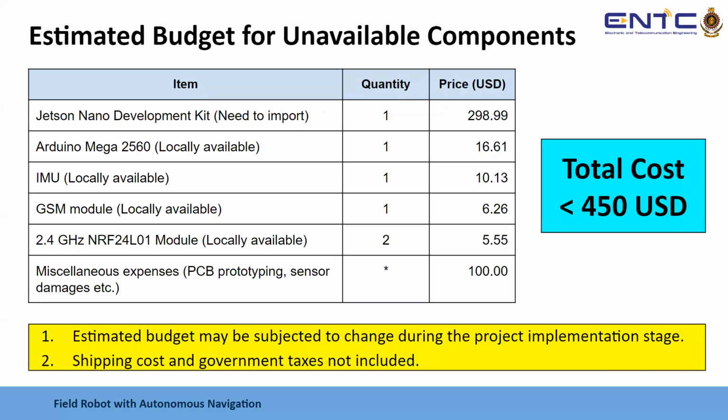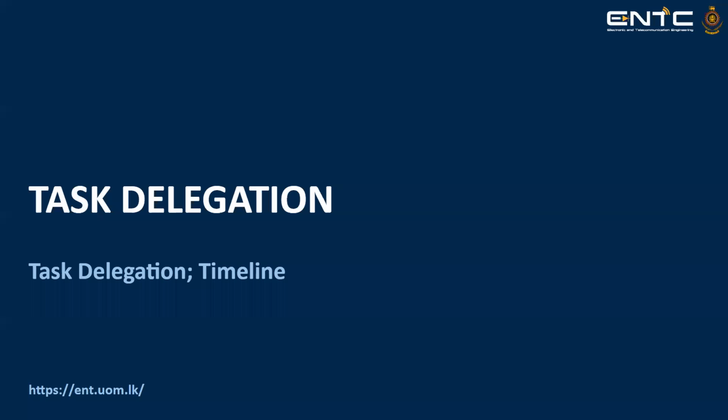And speaking about the budget, the main cost of our budget is the Jetson Nano Development Kit that amounts to $299. And since we are importing it from abroad due to the unavailability of the board in Sri Lanka, we have made all the other prices in USD as well, and the total cost is less than $450.